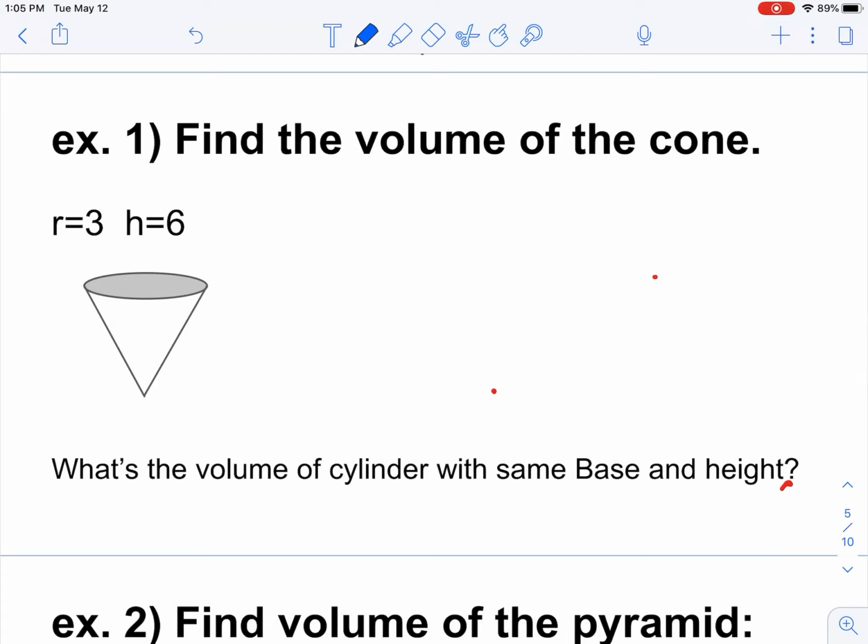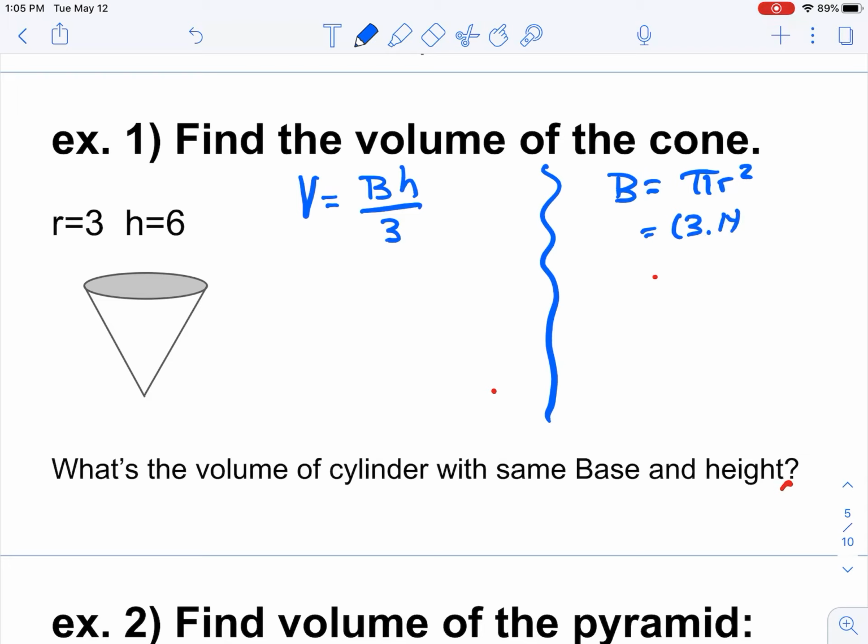Okay, let's use this. To find the volume of this cone, I'm going to do base times height. Let's just put it as base times height over 3. That's probably a simpler way of writing this. That's the same as 1/3 base times height, or base times height divided by 3. Let's find the area of the base. The base is a circle.